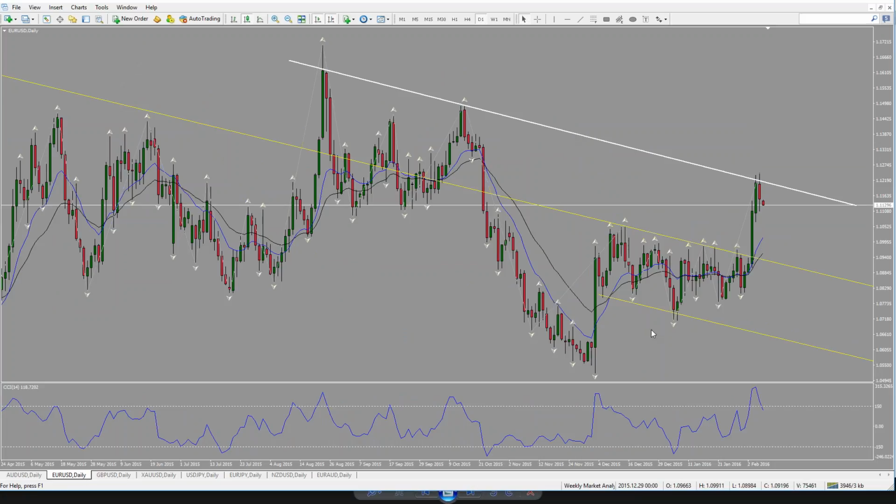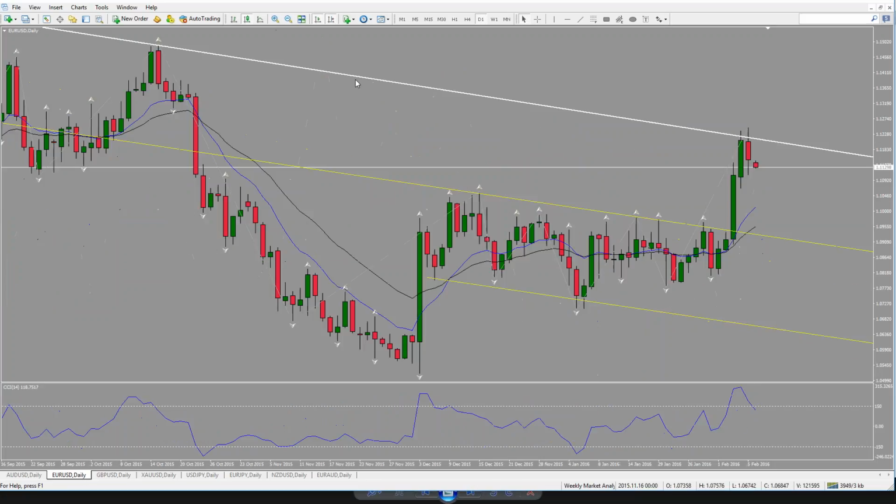Our channel that I was tracking has now finished with this big candle that broke upwards. Did anybody trade this? Can I get a show of hands? Did anybody trade that? No, no.